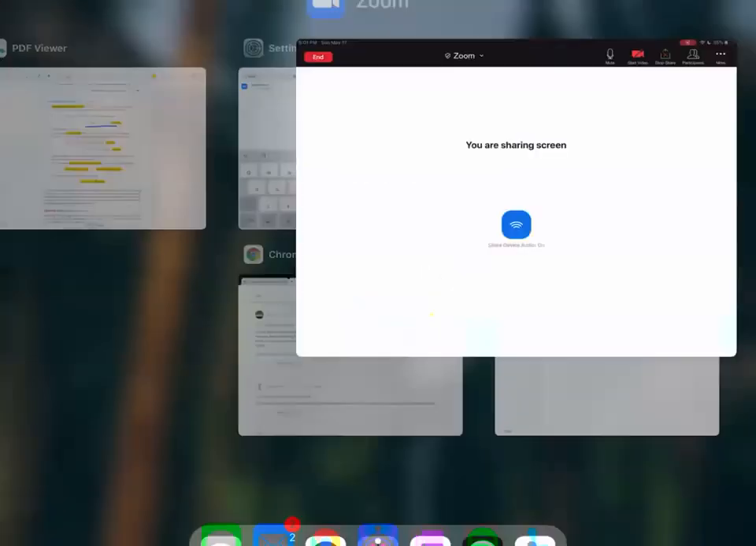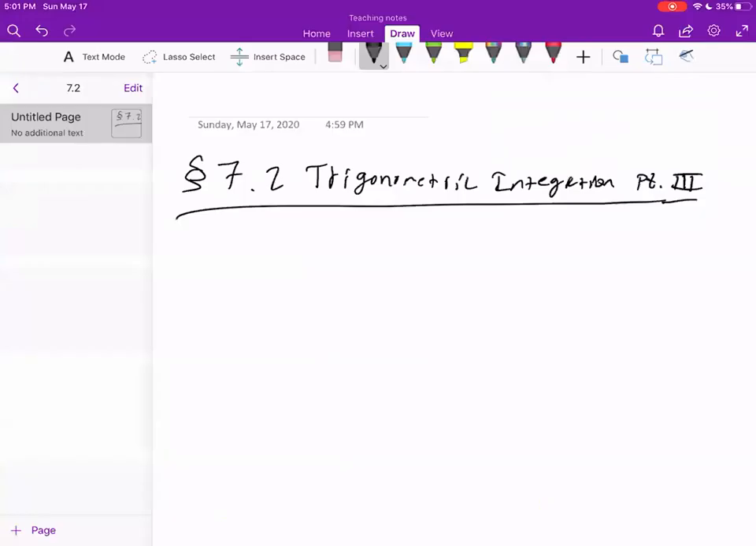Okay, so we're going to start section 7.2, trigonometric integrals. We're going to continue off of what we were doing last time. So we moved on from integrals of sine and cosine.